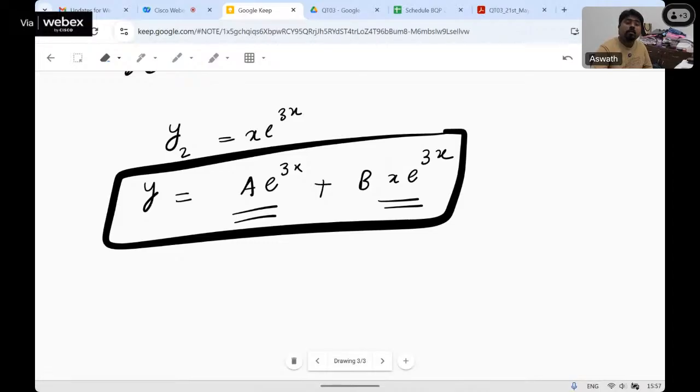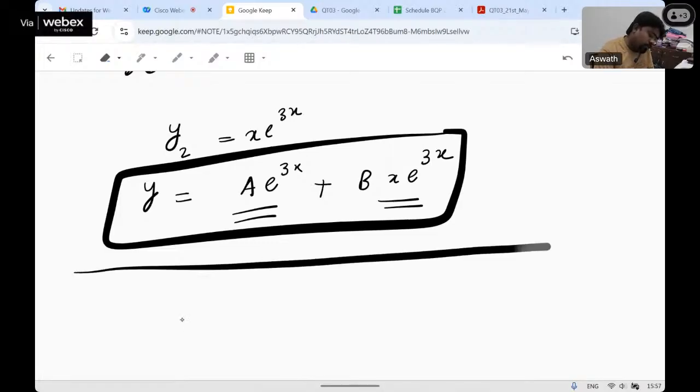Okay, right? There are 5 more minutes. I wanted to cover the complex scenario, the non-homogeneous case, but it would take some time, so I'll just stop at this point and see whether any questions are there.